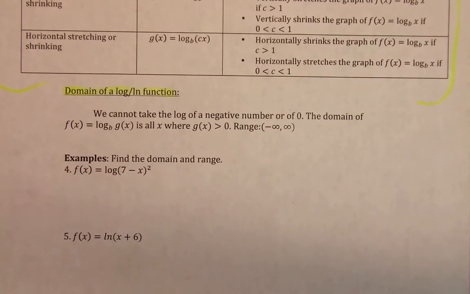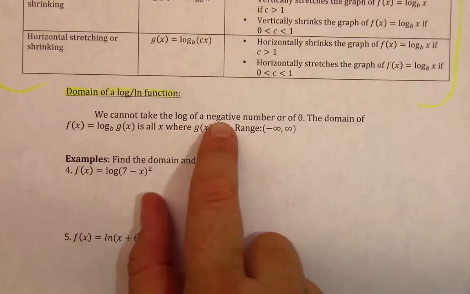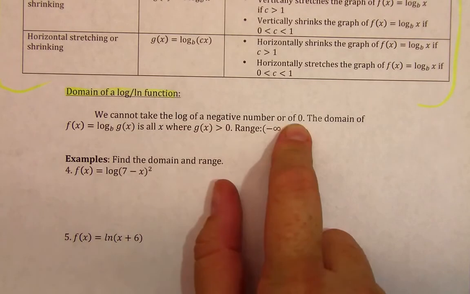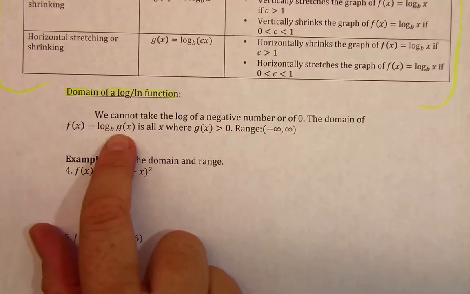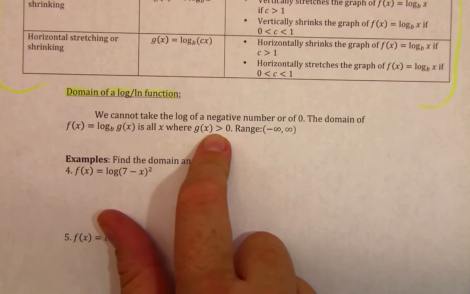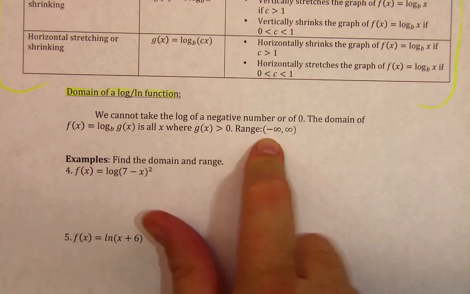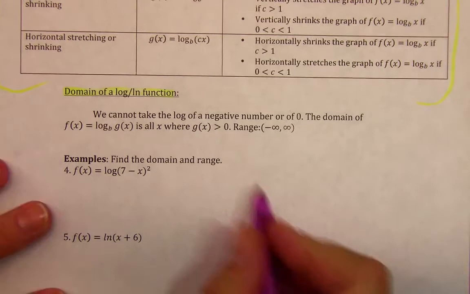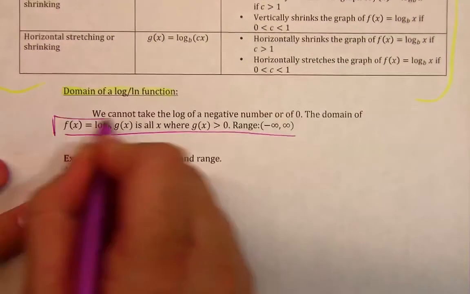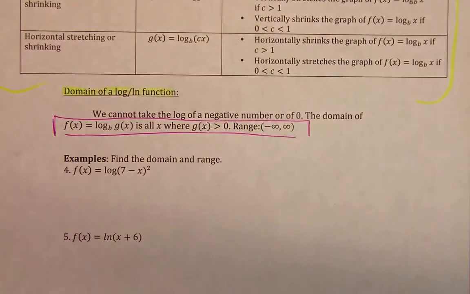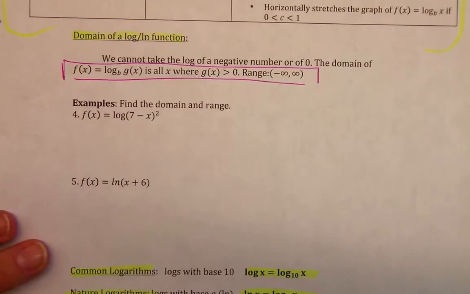Now let's talk about the domain of a log function. We cannot take the log of a negative number or of 0. So the domain is whatever is going to make g of x greater than 0. And our range will always be from negative infinity to positive infinity. So you want to make sure that you know this right here. So let's talk about the domain and range of these functions right here.